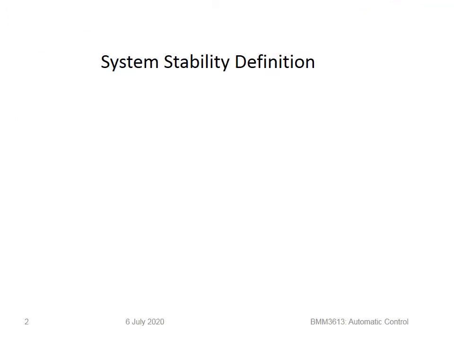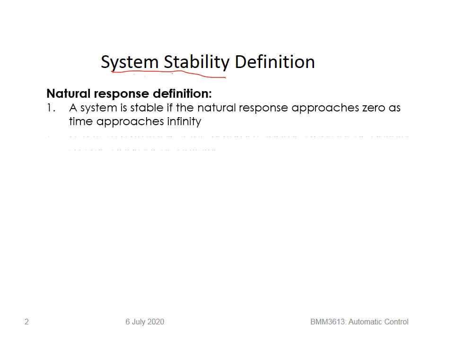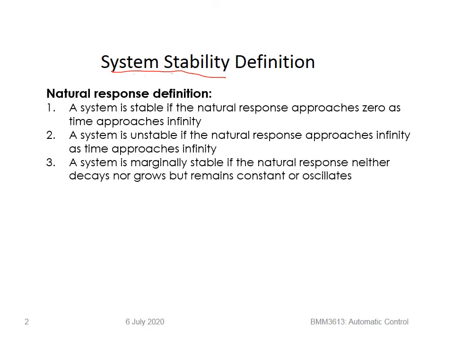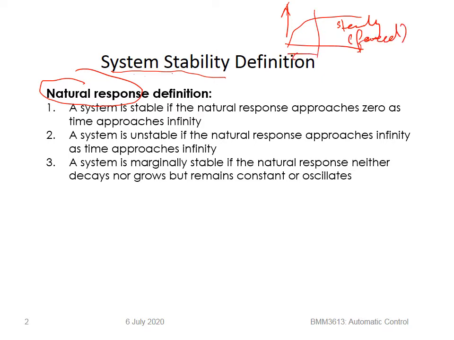Before we start that, we're going to revisit the definition of system stability. Stability can be divided into basically three types. In terms of definition in regards to natural response, what is natural response? Again, if we plot the time response, there are two parts: the steady state part, which we call forced response, and the transient part, which we call natural response, right?